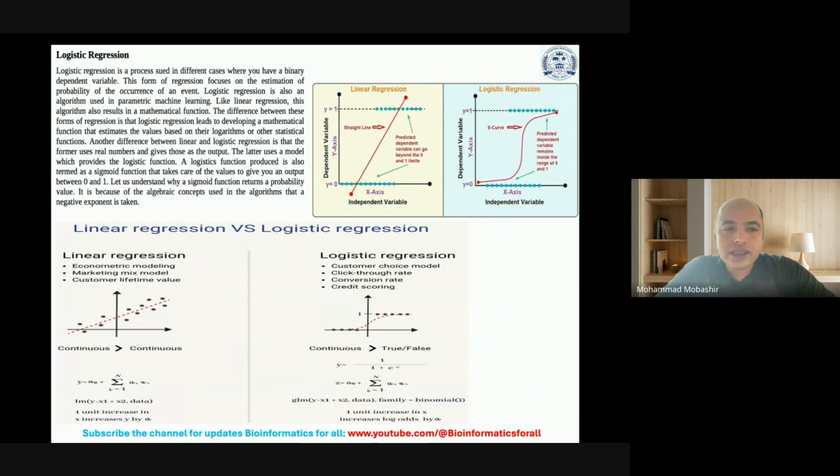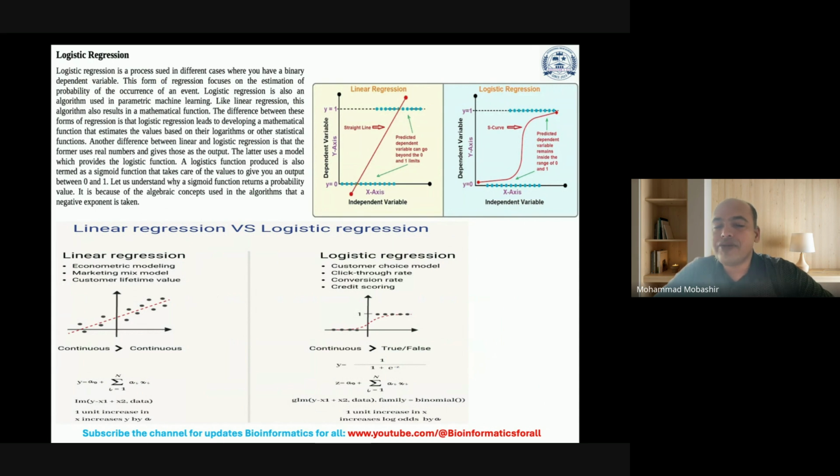It was clear that when you are trying to fit the data into a single line, the line can be in any direction. Then comes logistic regression, which is another way of analyzing cases where you have a binary dependent variable. This form of regression focuses on estimating the probability of the occurrence of an event. It is also an algorithm used in parametric machine learning.